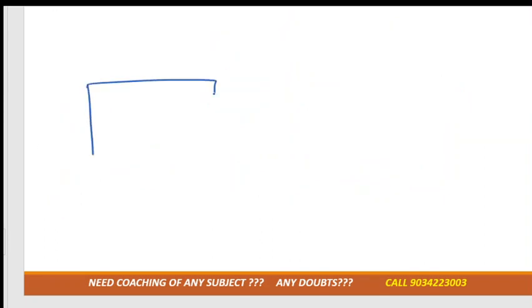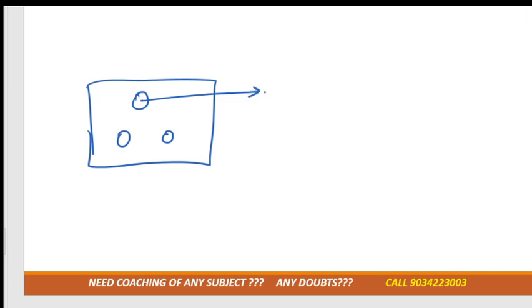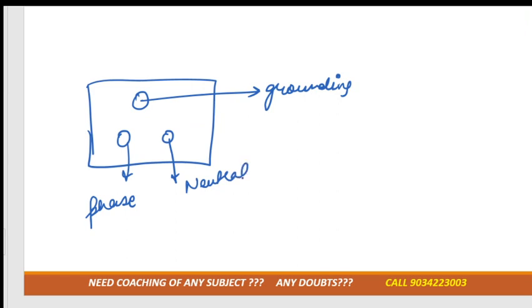Like suppose you know that this is a kind of socket at our home, right? This is a kind of socket. So this hole is for grounding or we can say it for earthing. This hole is for phase, okay, and this hole is for neutral. What is neutral? From phase, current is going inside into the socket, and from the neutral, current is coming back.